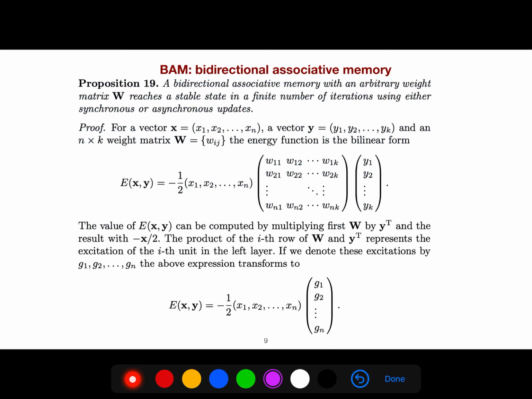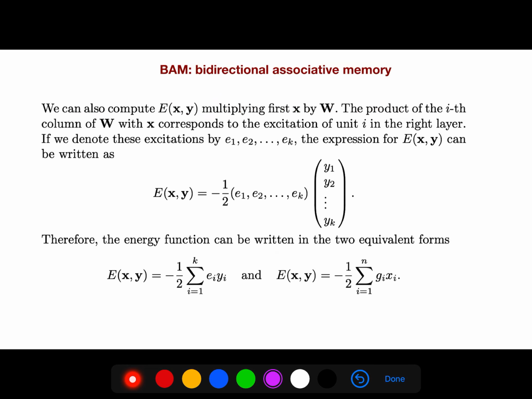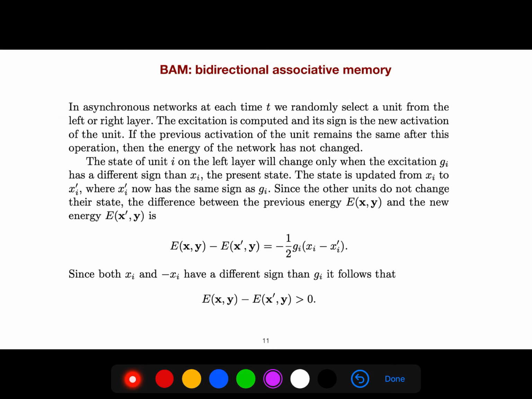So now we want to say that a bidirectional associative memory with an arbitrary weight matrix reaches a stable state in a finite number of iterations using either synchronous or asynchronous updates. So it's more general than just synchronous. This proposition says that it works, it converges, even if it is asynchronous. So we have this energy, and the energy can be written as either like this or like this.